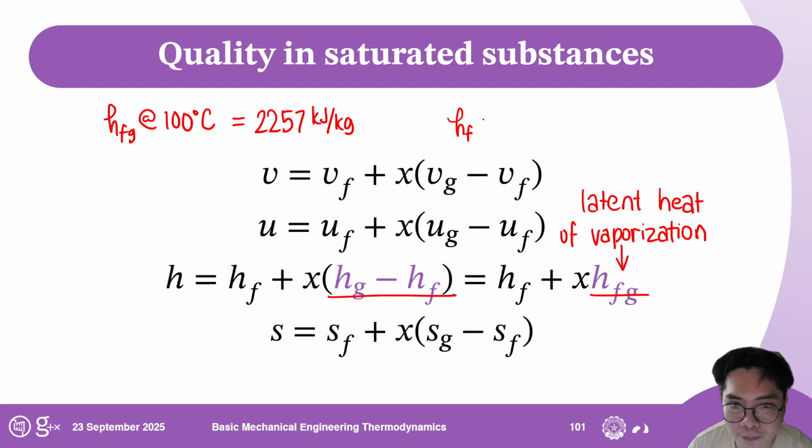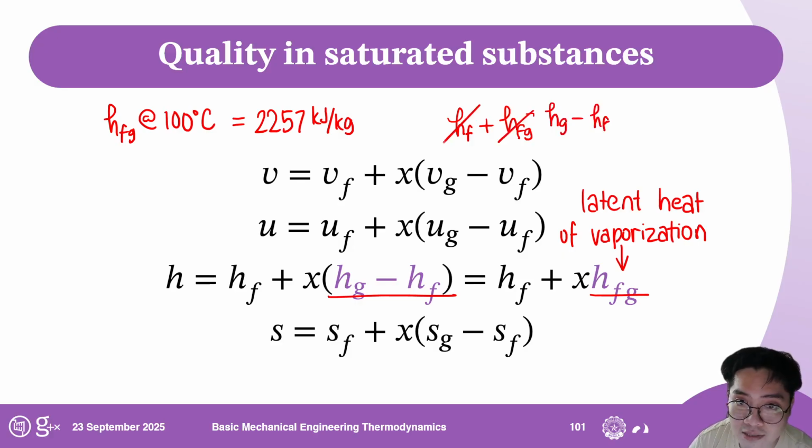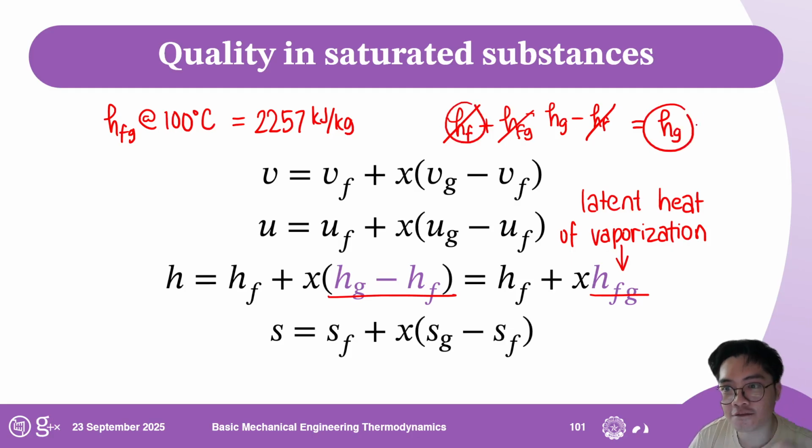But say, for example, it's already in this state, already a saturated liquid. What will you add to it? You're supposed to add your Hfg. What is Hfg? Hfg is just Hg minus Hf. So what happens is that you cancel, and you will have Hg. So from here, you got here. So you have fully evaporated. Now it is a saturated vapor, right?